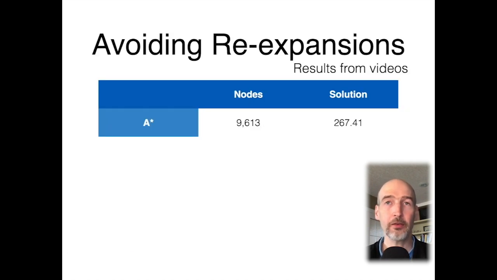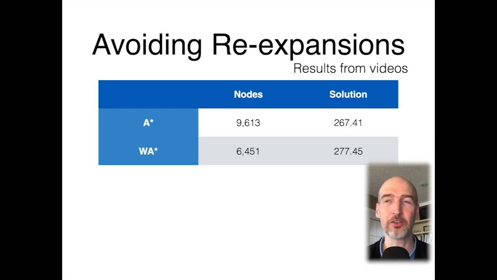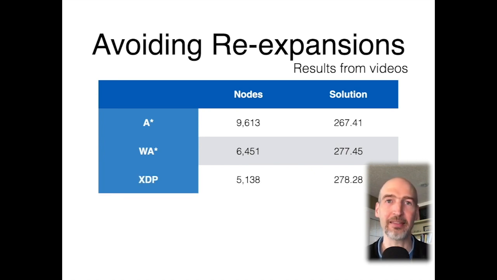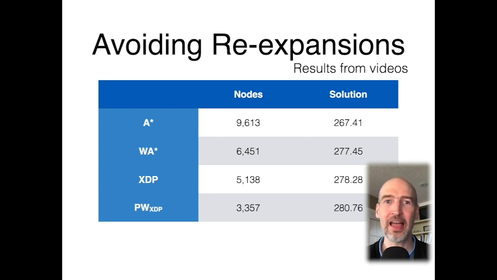So if we just look here on this one problem in the video, I'm not going to present more comprehensive results, but in this one problem, we see A star doing 9,600 node expansions, but proving the optimal solution. Weighted A star drops that down significantly, and this is with a suboptimality bound of 1.5. It's going to do about 6,500 node expansions. The solution is 10 steps worse. XDP is about 1,000 node expansions better than weighted A star, but its solution is 1 step worse. And piecewise XDP is about 2,000 node expansions better than XDP, and the solution is, again, just slightly worse.